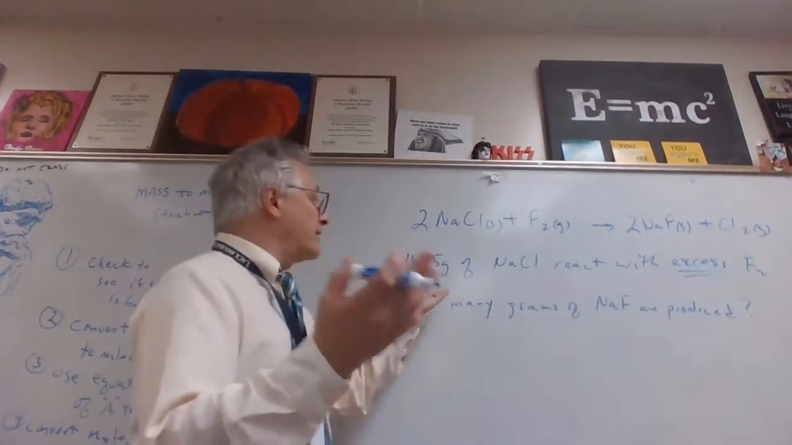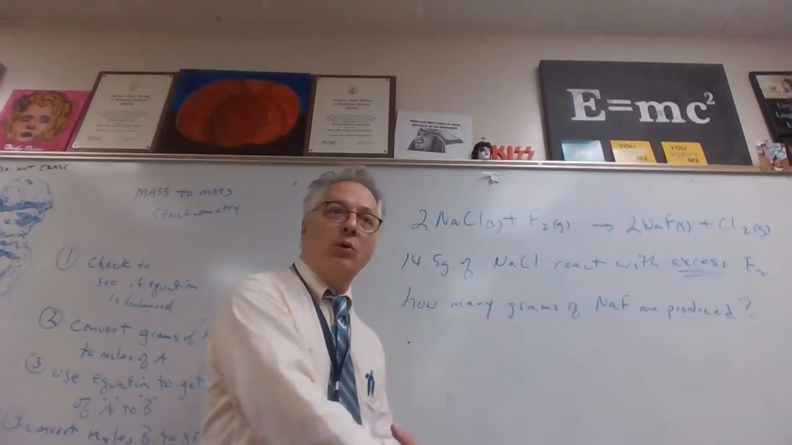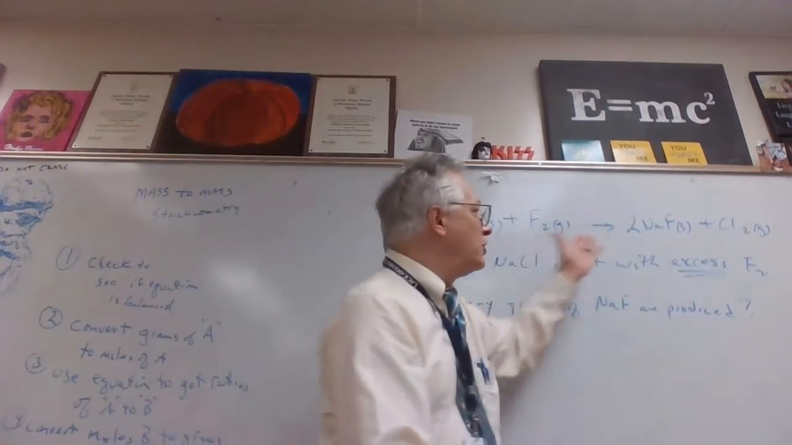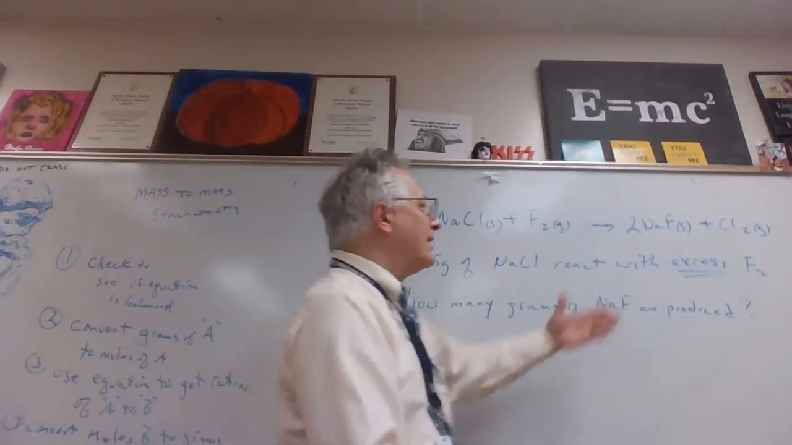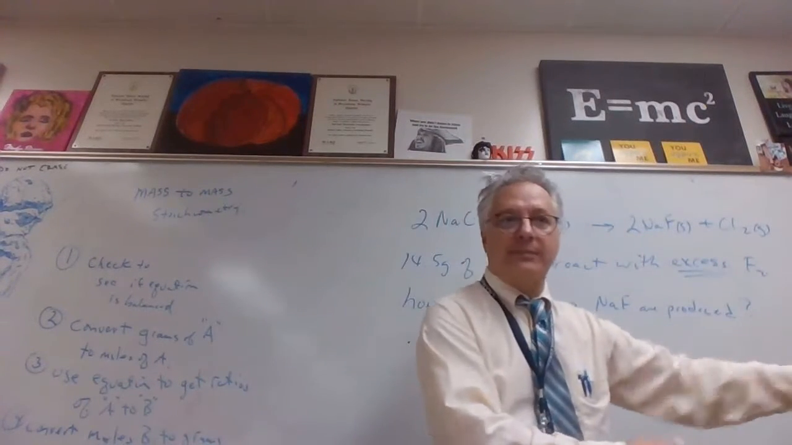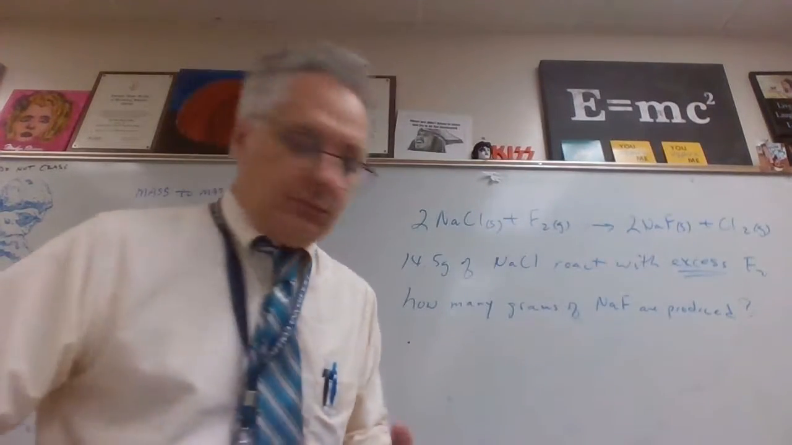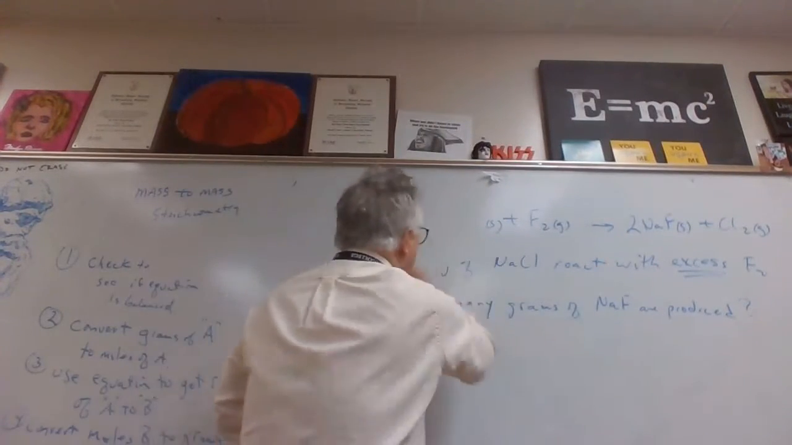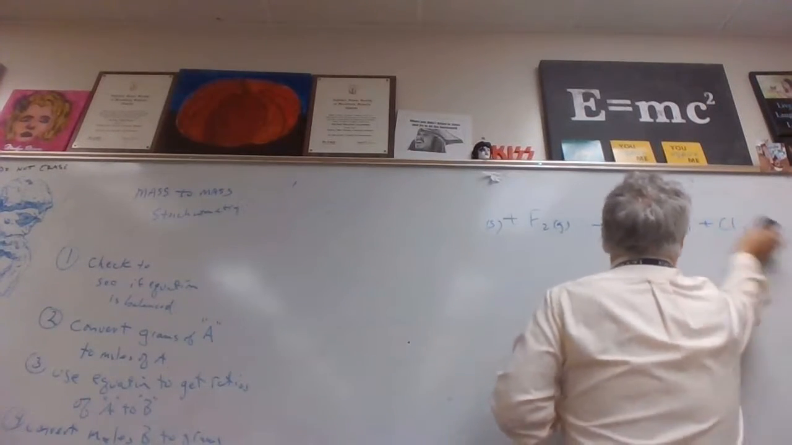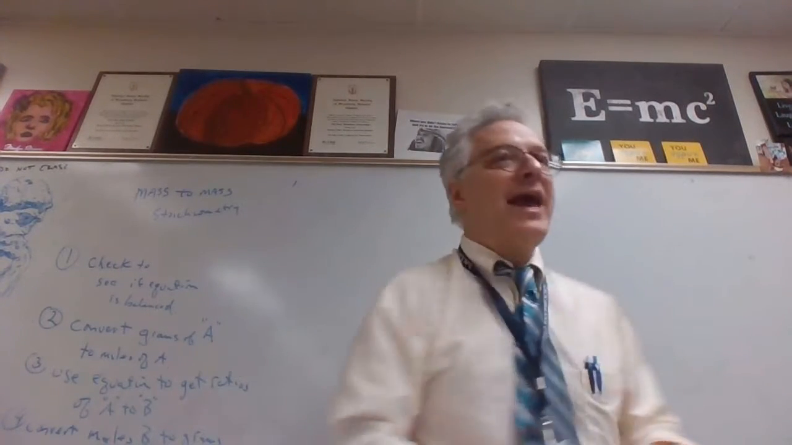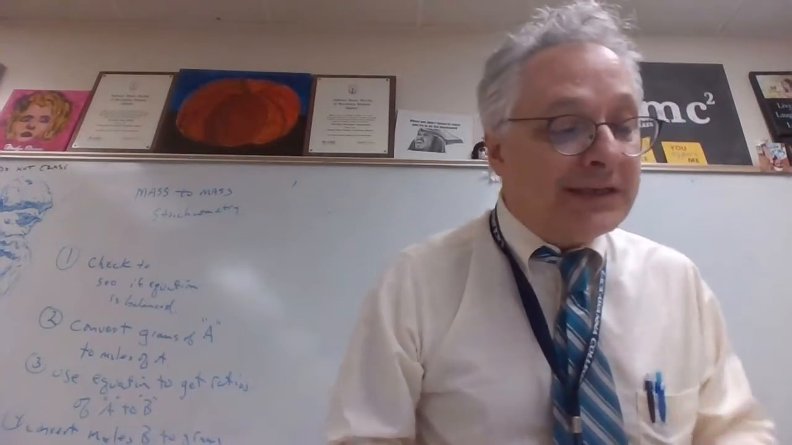We said, well, I'm starting out with 14.5 grams of sodium chloride. I'm going to change that to moles, and then I'm going to do the mole ratio, which in this case happens to be a 2-to-2 ratio or a 1-to-1 ratio, and I'll get the moles of that and convert it to grams. So by now, you should be doing this in your sleep, I hope. But now we're going to say, hey, we don't know which one is excess. So the question would be something like this.